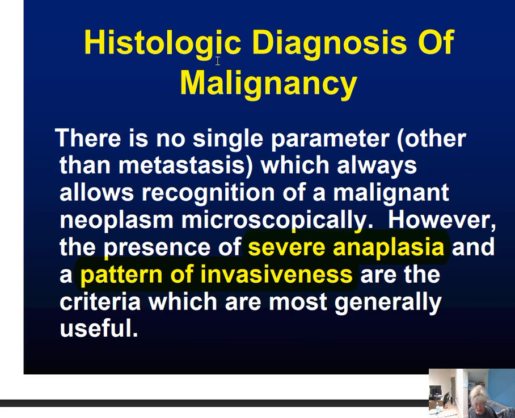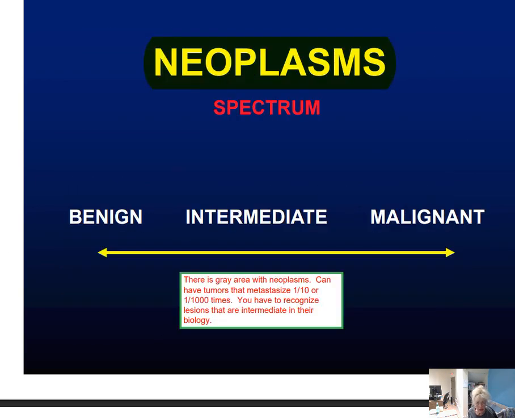So for histological diagnosis of malignancy, there is no particular single parameter. Metastasis usually allows recognition of a malignant neoplasm microscopically. However, in the absence of severe anaplasia, the pattern of invasiveness is generally the criterion which is most useful for diagnosing. So if we look at the neoplasm spectrum, we go benign, intermediate, and malignant.